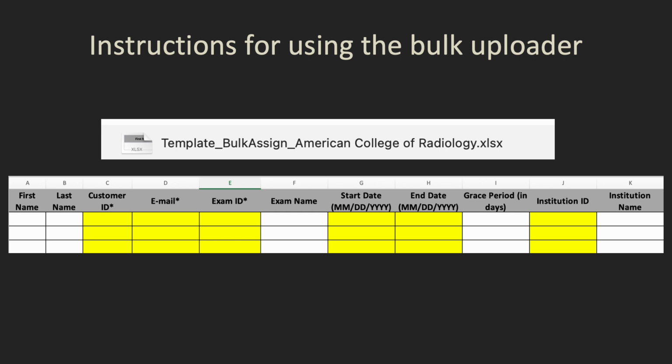What you're going to have here are a series of fields. The ones that I've highlighted in yellow, they're not yellow on the actual Excel file, are those that you must put in. The other fields are ones that I recommend you put at least some of them in, and that's really for your tracking purposes. So you have to fill in the customer ID, their email, the exam ID, the start date, end date, and your institution ID. And I'm going to show you where you get all those in a moment.